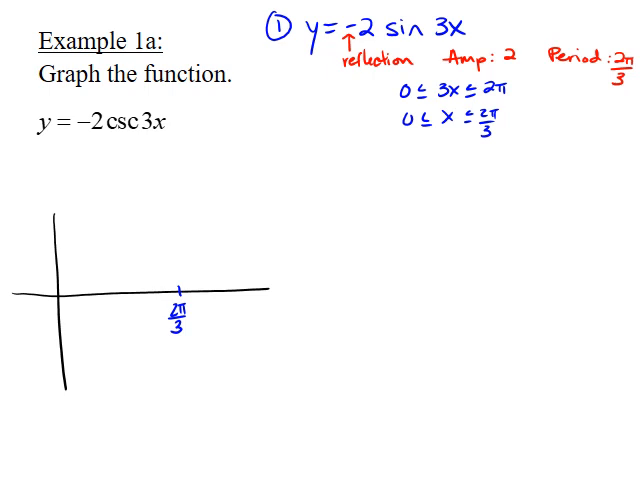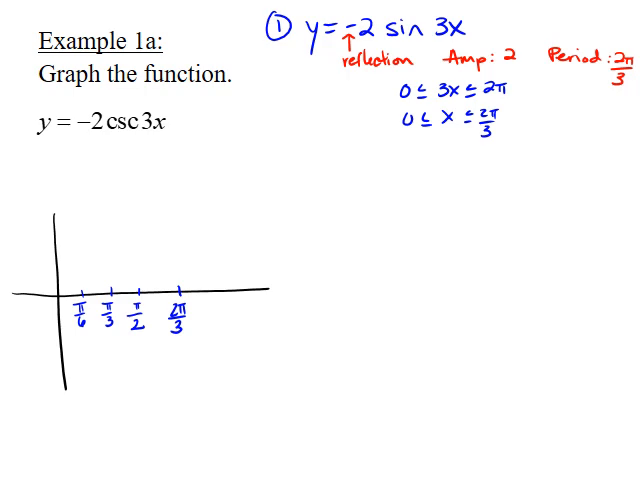So let's see. When I graph this, half of 2 pi over 3 is pi over 3. Half of pi over 3 is pi over 6. So I have 1 pi over 6, 2 pi over 6, 3 pi over 6, 4 pi over 6 is what we have there.